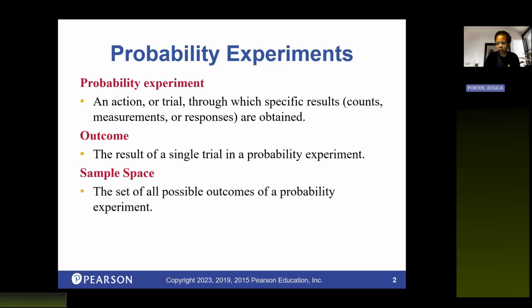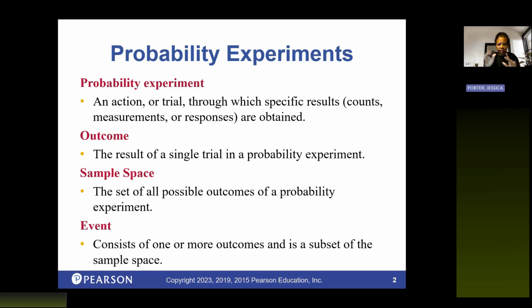And I'm going to give you a chance to practice some of these as well, trying to identify what's a sample space, what's an outcome, what's an event. And an event is going to consist of one or more outcomes and is a subset of the sample space.